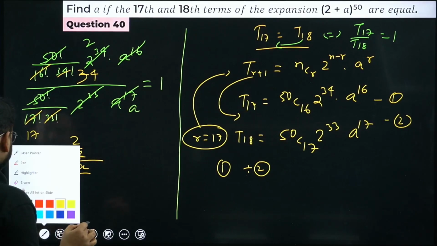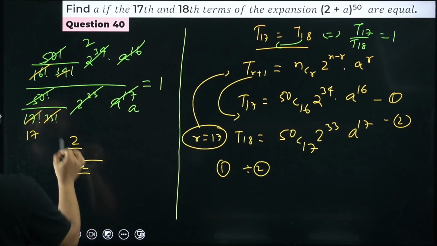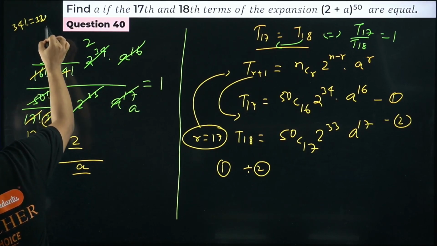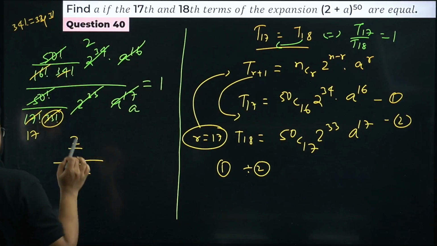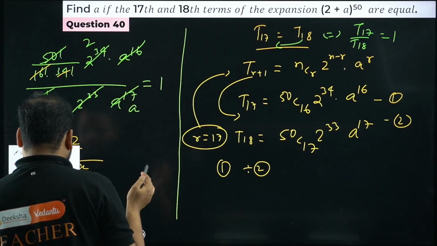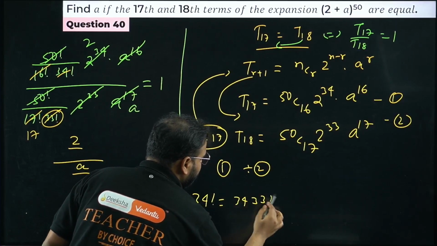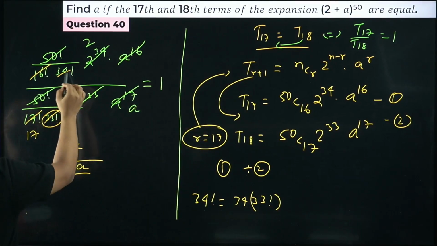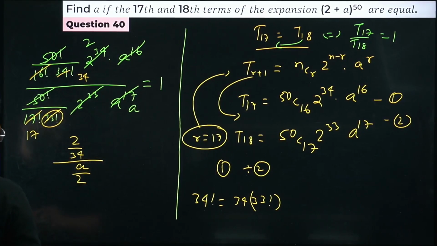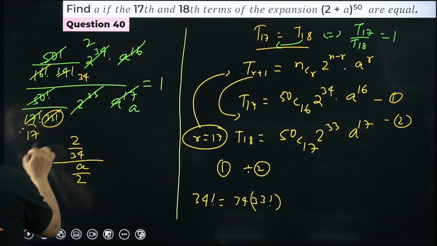Excuse me, I can explain this part. I made a mistake. Just give me 1 second. I have 33 factorial over here, so I can write 34 factorial as 34 into 33 factorial, right? Same thing, so I can cancel this and this with 34. So 2 by 34 and a by 2. Please check. Not a by 2, a by 17, right? Have a look, a by 17.